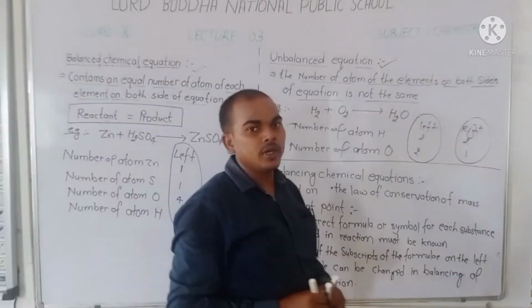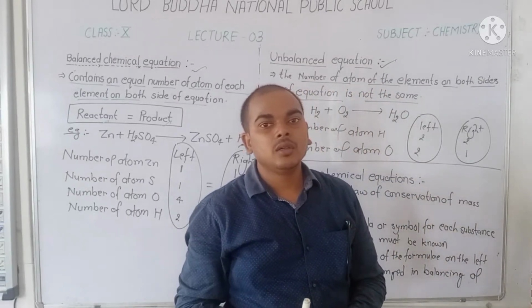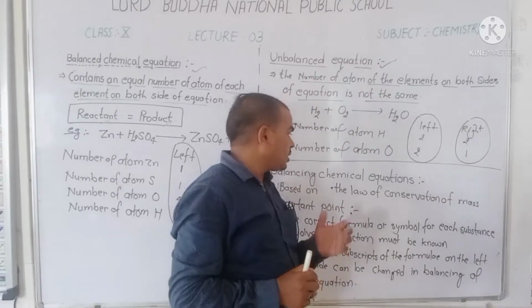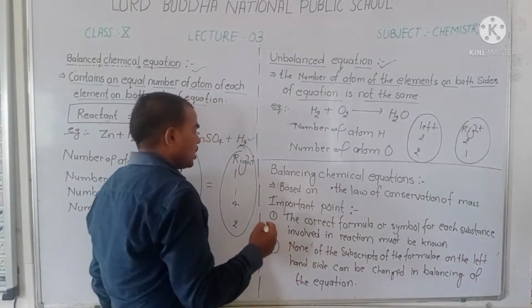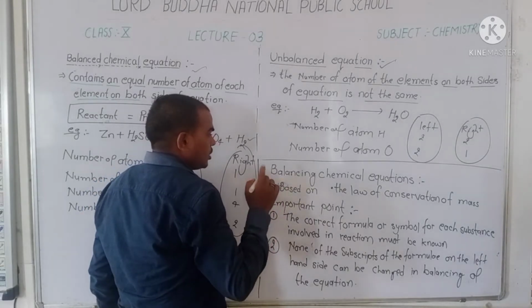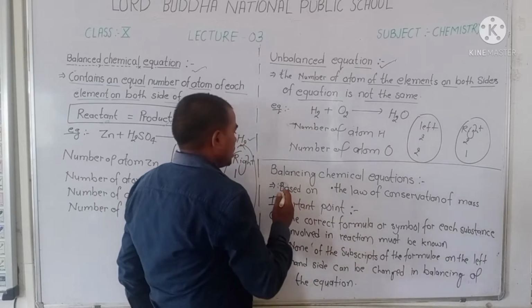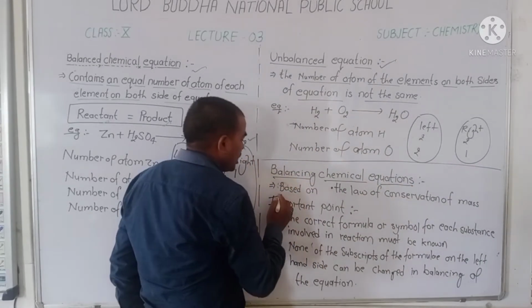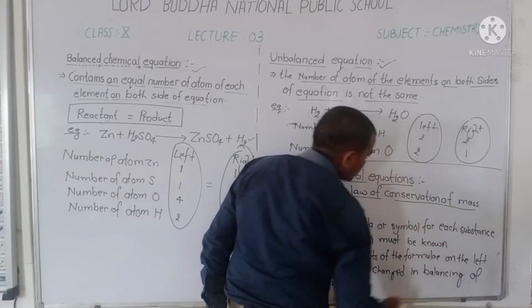Now a problem arises: how to balance a chemical equation. Here is the method of balancing a chemical equation. Firstly, you should always understand that the balancing of a chemical equation is based on the law of conservation of mass.